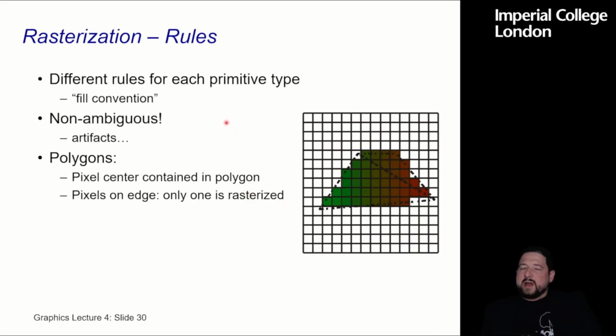There are different fill rules for each primitive. It depends on how you set it up. Fill conventions: either you only render the wireframe, or you want to fill it with shading values, local illumination, for example. That's something we talk about in a later lecture.